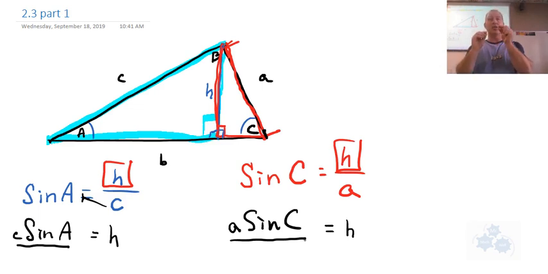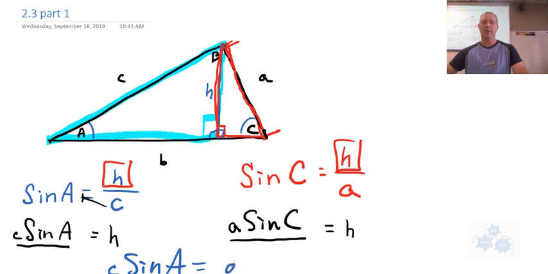If A is equal to B, and A is equal to C, then B is equal to C. So if two things are equal to the same thing, then those two things are the same. Okay. What that means is we can set up now a third equation that goes like this. C sine A equals A sine C.